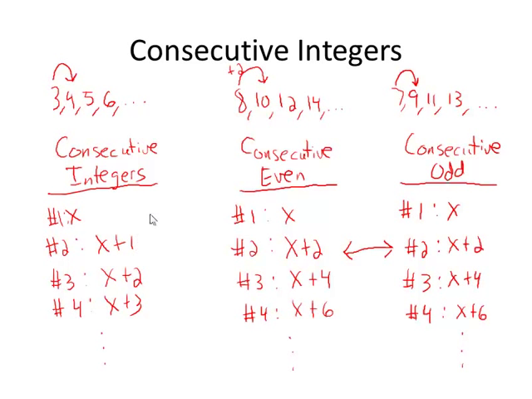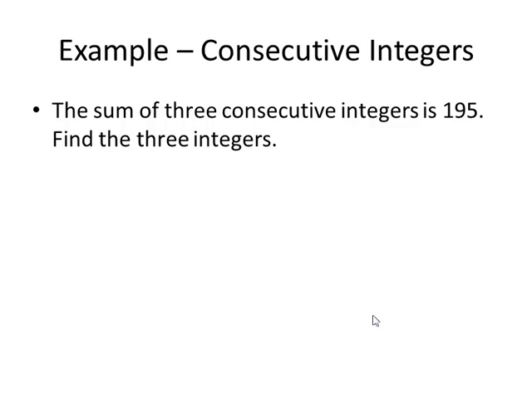Now, if you know that they're only consecutive, we go up in steps of 1. If they're odd or even, we go up in steps of 2. Let's try a couple of problems to demonstrate this. The sum of 3 consecutive integers is 195. Find the 3 integers.